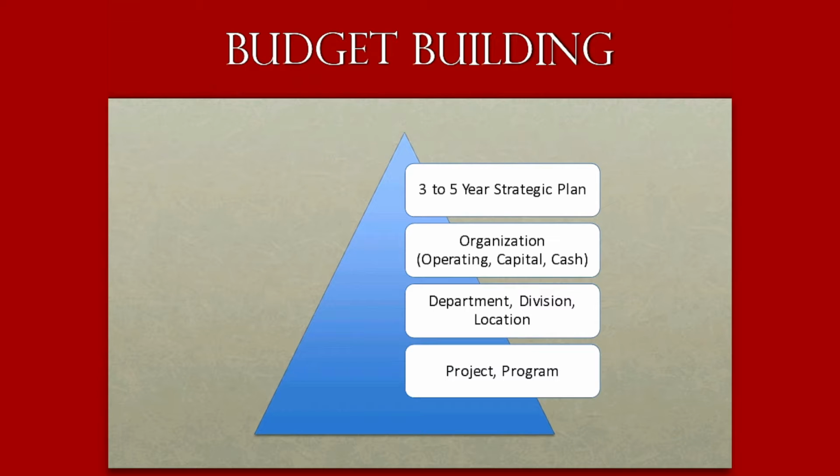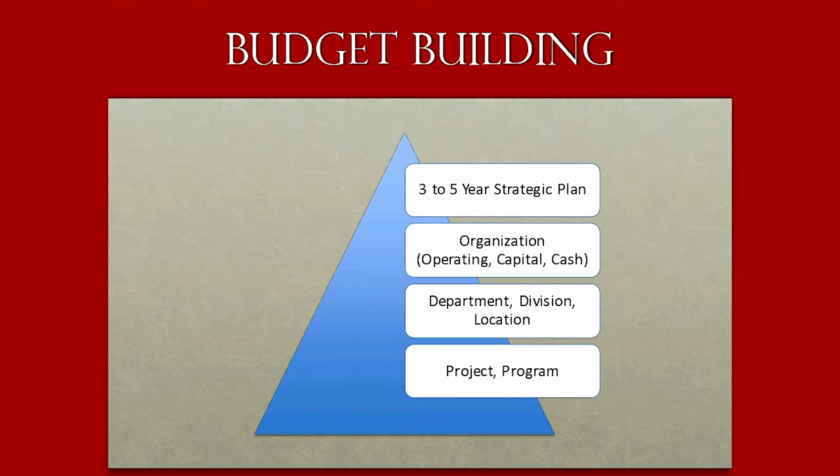Just to keep in mind, as I said, for your annual budget, budgets build on each other. So you have a project or a program budget. That project or program budget rolls itself up into a larger department or divisional budget. From there, you run into the organizational budget. And those organizational budgets should really set out a grounding for any 3 to 5 year strategic plan.